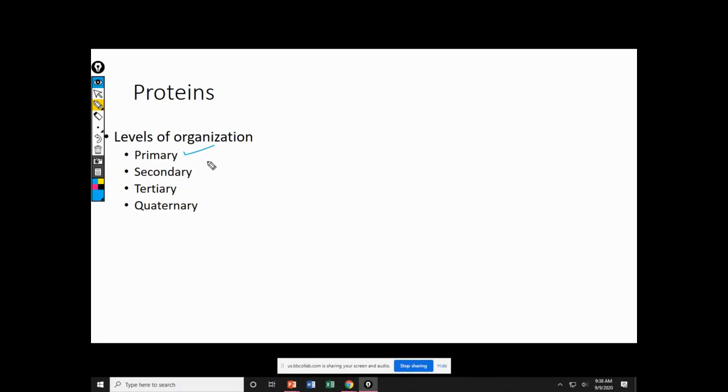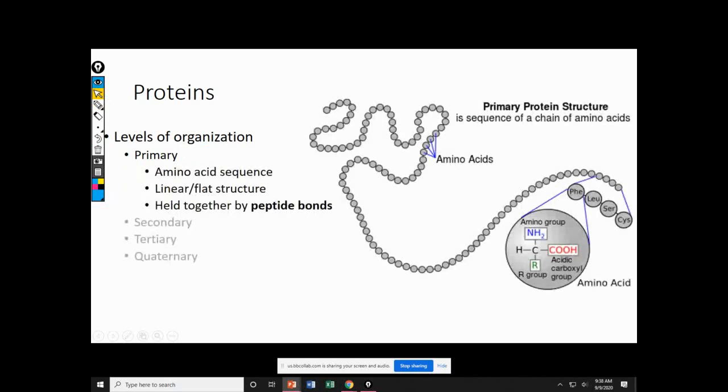All right, so let's look at these levels of organization. All right, so the primary level is what we just spent all that time talking about. Okay, I like to call this the chain of pearls. So this is just the amino acid sequence. We take amino acid 1, amino acid 2, dehydration synthesis. And we're going to take a third amino acid, dehydration synthesis. On and on and on. We can get a lot of variety doing this, right?